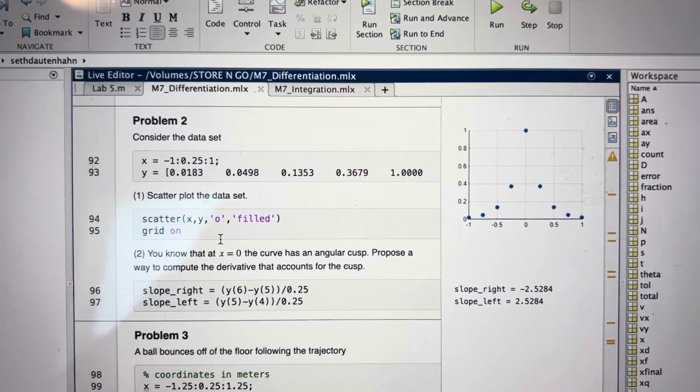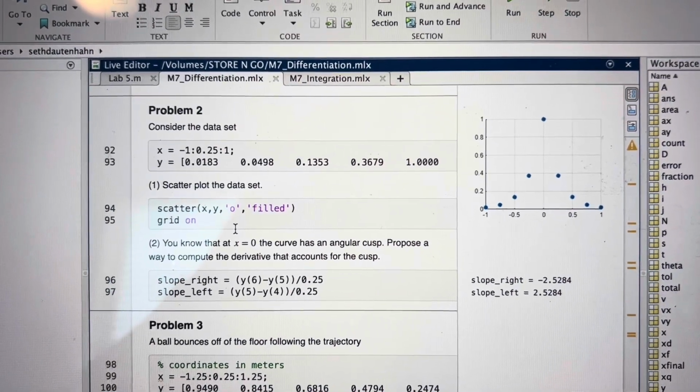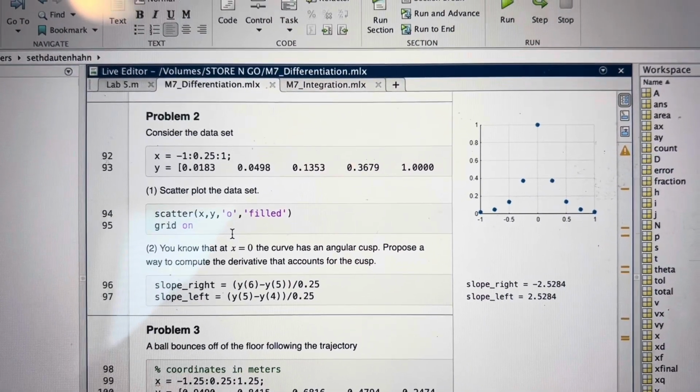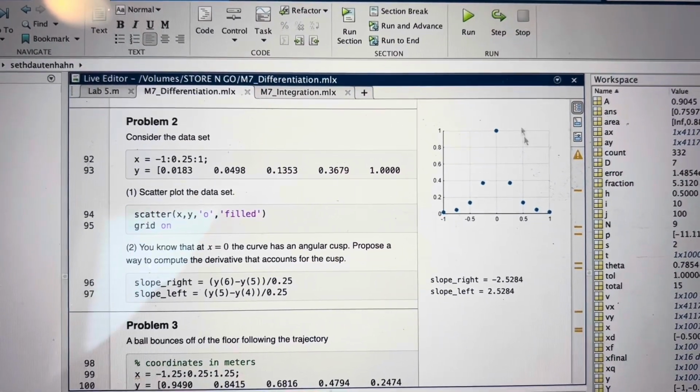The first thing we need to do is a scatter plot. So that's really easy. We just do scatter, x, y, o, where o is just going to be our blue dots over here. We want it to be filled and grid on. So that's what we get right here.